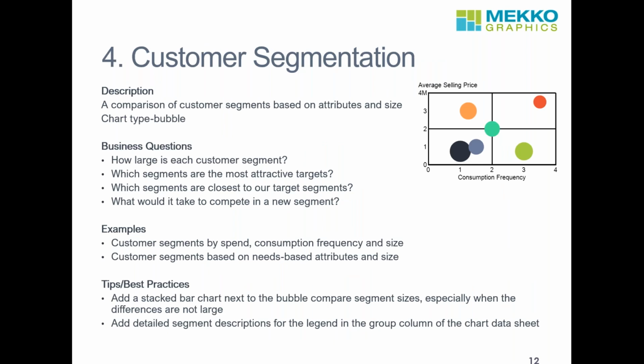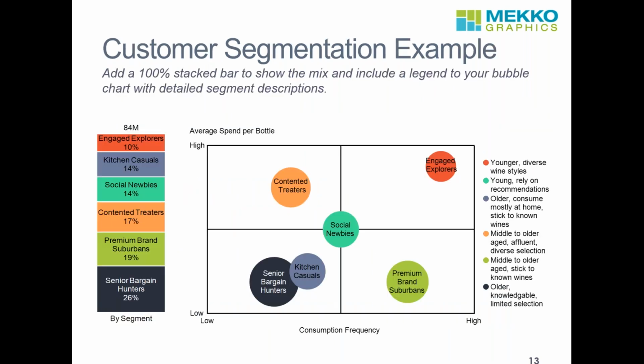The fourth chart, also a bubble chart, and here's a bubble chart where I'm using to segment my customers along two key dimensions. Here, I'm looking at average spend as one dimension and consumption frequency as another dimension. I added a 100% stacked bar chart to the left-hand side of the slide to help organize better the size of each of the categories in the chart to help show that better. And then I'm also using my legend on the right-hand side to explain the categories in more detail.